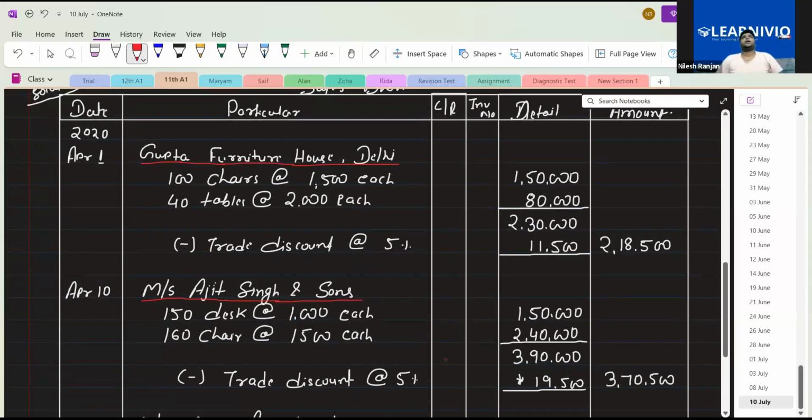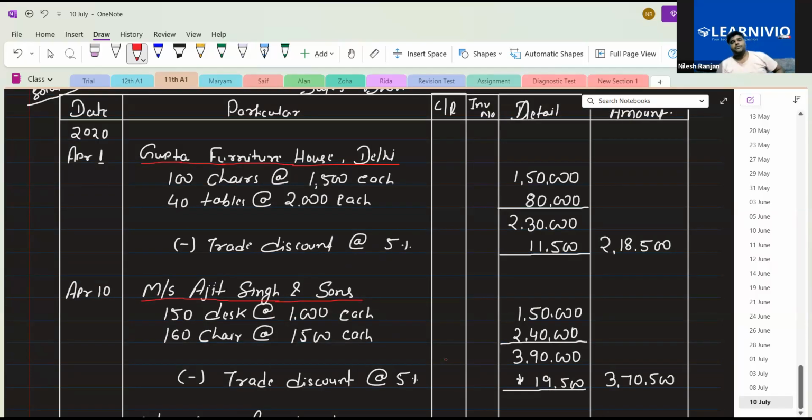If you remember, I told you that discount is of 2 types. One is called trade discount, one is called cash discount. So trade discount is used only for calculation purpose. It is not recorded in the journal entry generally. So here also we are only using trade discount for calculation purpose.